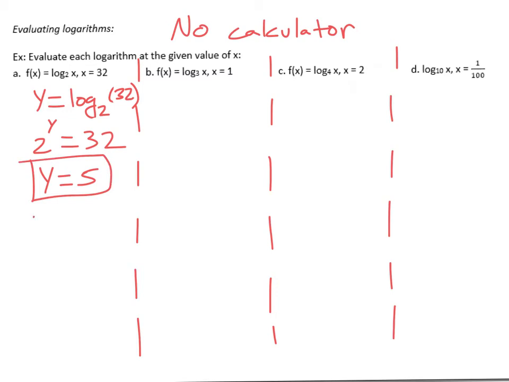Okay? So if you were writing that as a function, we saw this: input of 32, output of 5, right? If we were to make a graph of this, 32 would be an x value. The y value that would go with it would be 5.